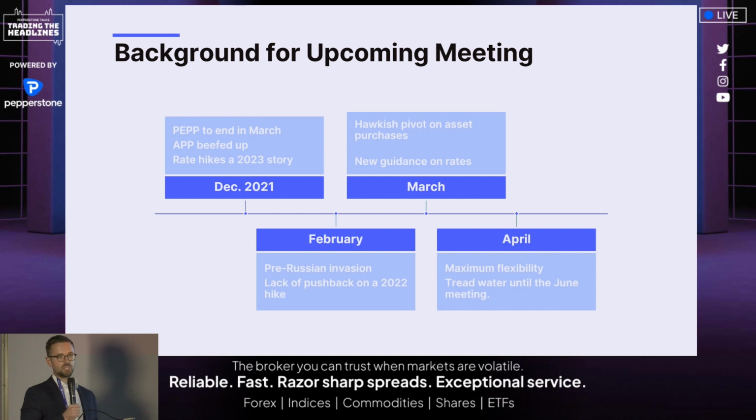For the ECB specifically, if you take yourself back to December 2021, we saw the ECB confirm that they're going to end their emergency bond buying program, PEPP, in March. It was a relatively tentative decision, as at the same time in April they're also going to beef up APP, their conventional bond buying program. Rate hikes were very much seen as a 2023 story. If you then fast forward to February, which is actually pre the invasion of Ukraine, we began to see less of a pushback on the prospect of a 2022 hike, as some of the more hawkish members of the governing council started to get more jittery.